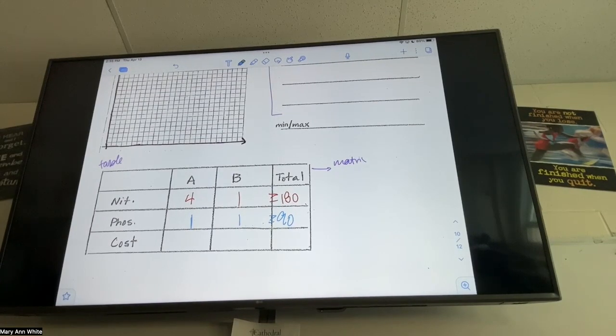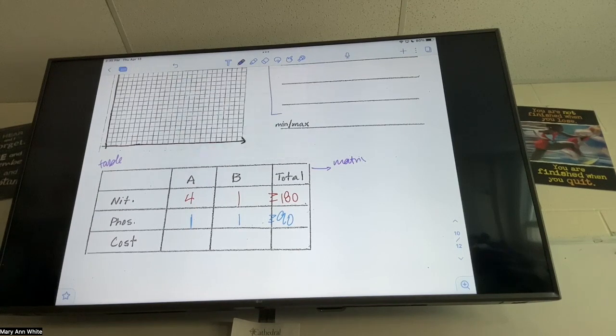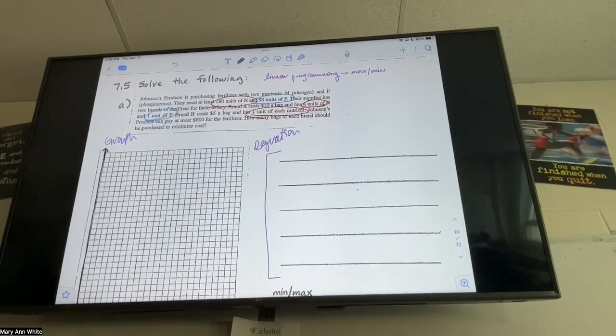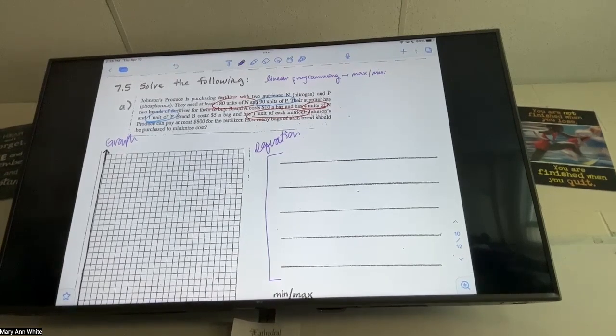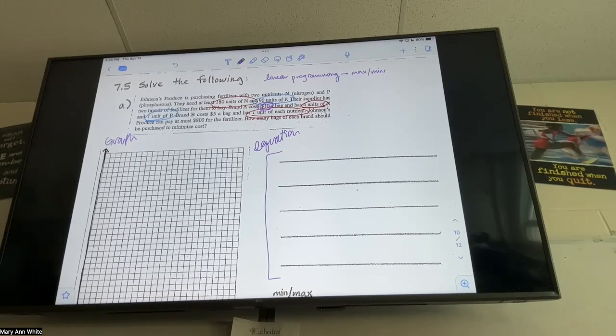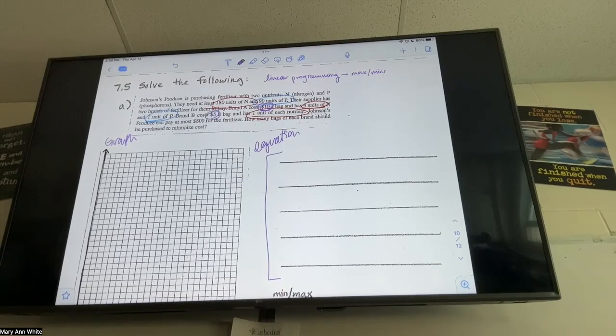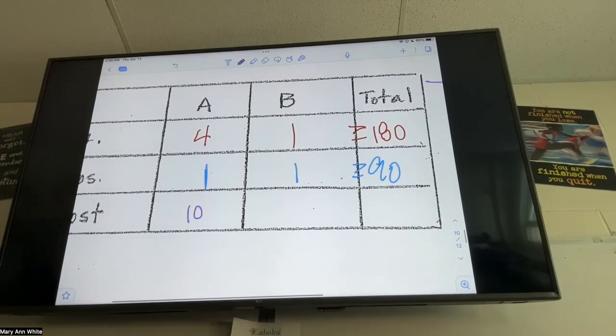Now, last is cost. And when I do cost, I'm going to think about how much each of those costs me money, I guess. I wanted to use it earlier, honestly, and I like the table because it keeps everything in order. I would have loved to use $10 earlier, but now is the time that I'm going to use it. So brand A costs $10 and brand B costs $5. So when I come down to my table, under cost in A, I'm going to write 10, and under cost in B, I'm going to write 5.